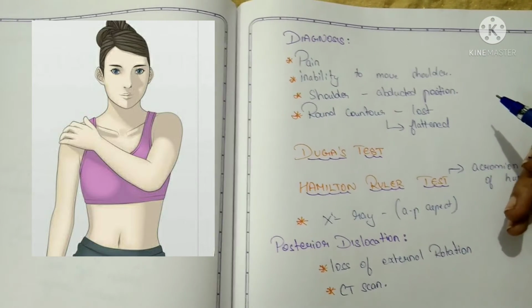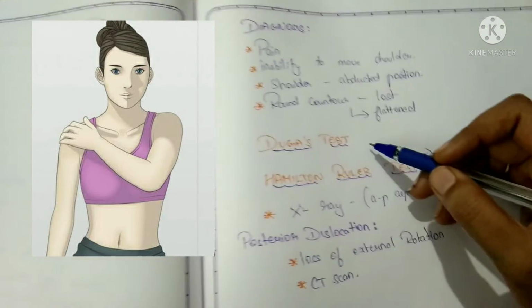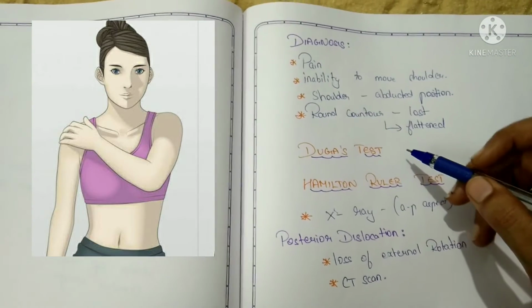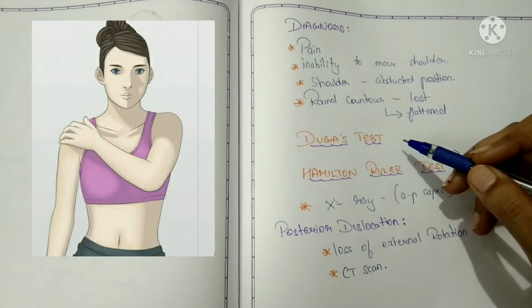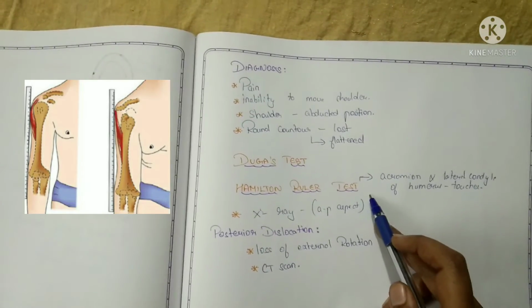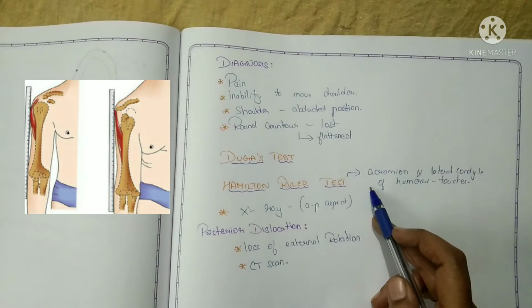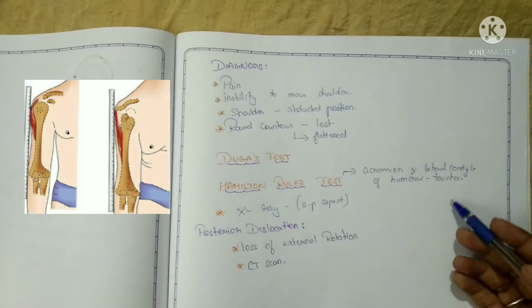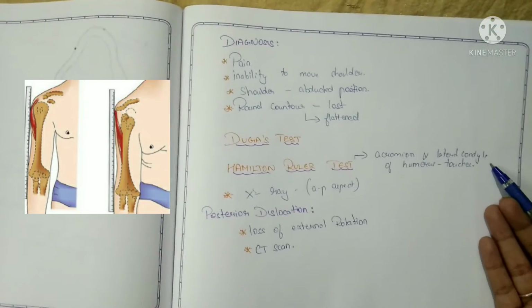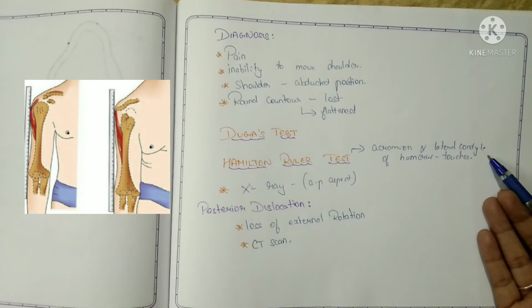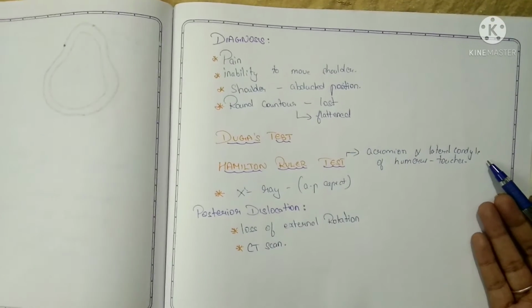Next is the Dugas test. In this test, the patient is asked to touch the opposite shoulder. But in case of dislocation, the patient will be unable to touch the opposite shoulder. Next is the Hamilton ruler test. In this, if we keep a ruler vertically, then the acromion process and the lateral condyle of the humerus touches. So this is because of the dislocation of the shoulder joint.